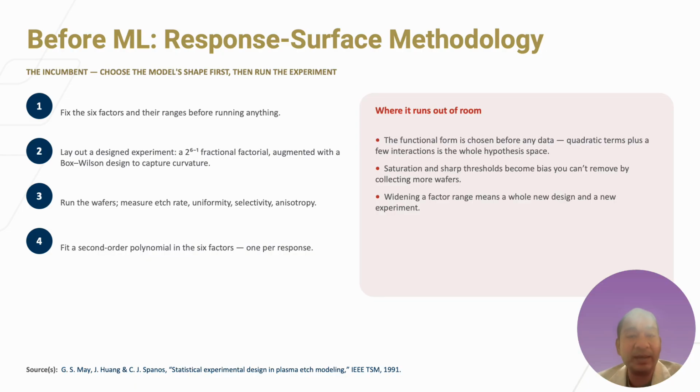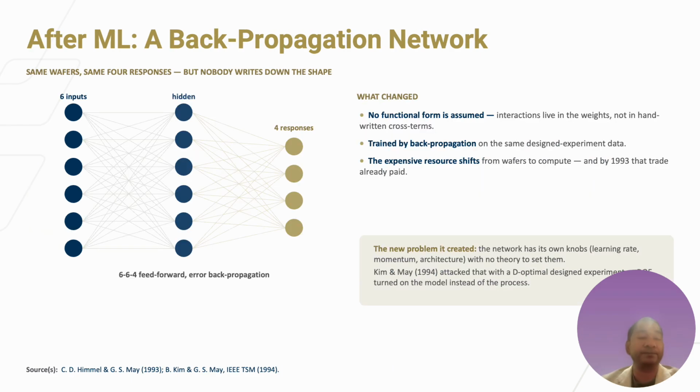Its limitation is baked in from the start. You decide the shape of the model, a quadratic, before you see any data. So when the real process has a sharp threshold or flattens out, the model cannot capture that no matter how many wafers you add. Widening the knob's range means starting an experiment over.